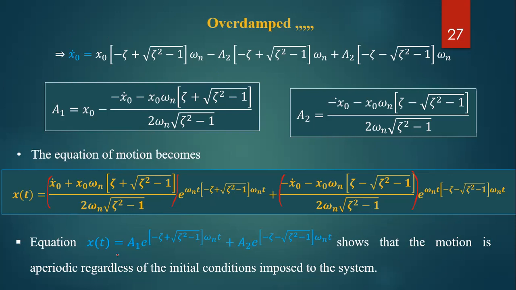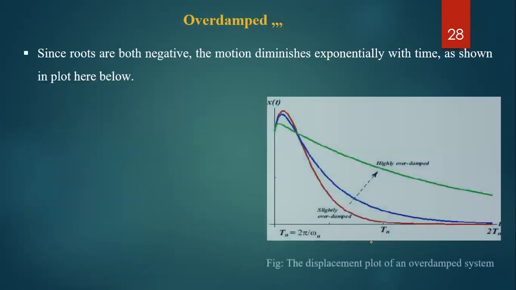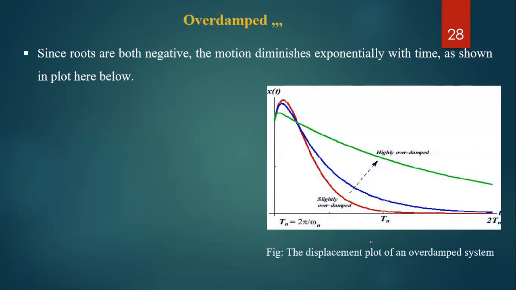So the equation x of t is equal to A1 e to the power of (minus zeta plus radical zeta square minus 1) omega n t plus A2 e to the power of (minus zeta minus radical of zeta square minus 1) omega n t. This shows that the motion is non-periodic regardless of the initial conditions imposed on the system. Since the roots are both negative, the motion diminishes exponentially with time, as we can see from here.